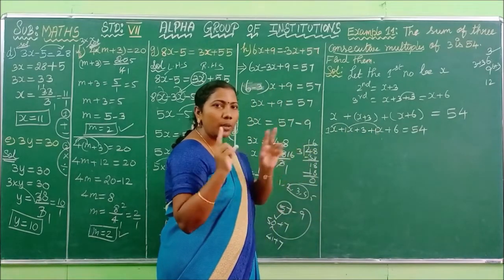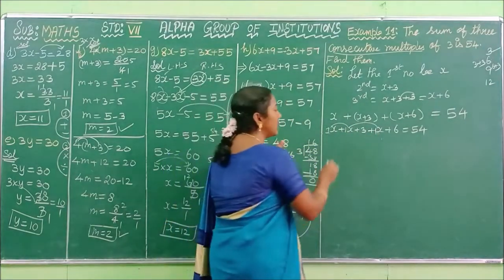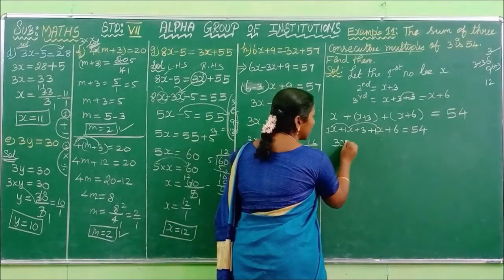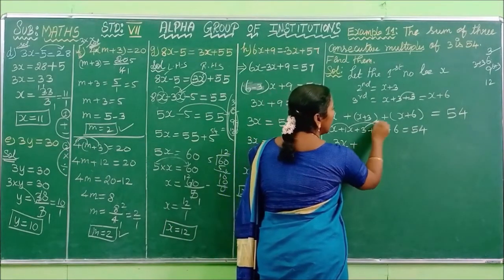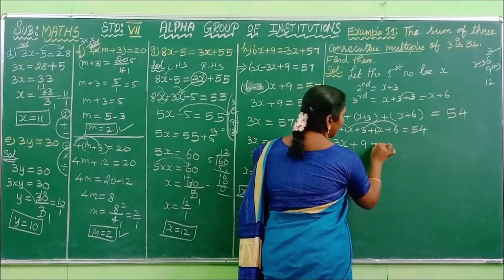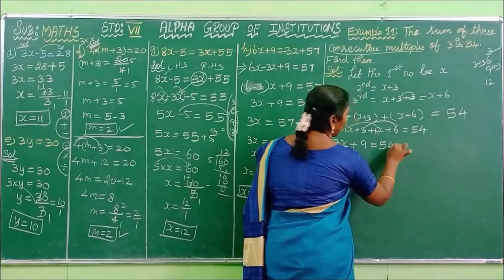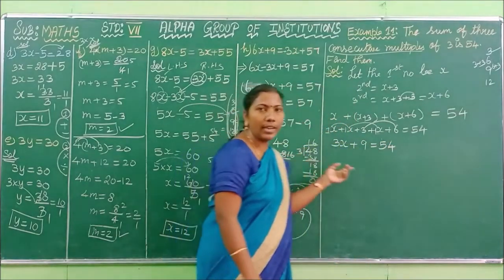1 apple plus 1 apple plus 1 apple, so totally 3 apples. So instead of apples, we have to write x. So 3x plus 3 plus 6, 9, equal to 54. Do you understand, children, how we are getting this?